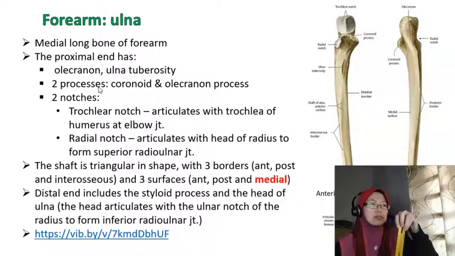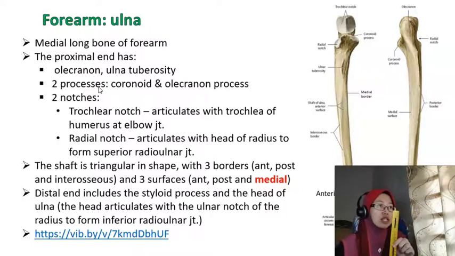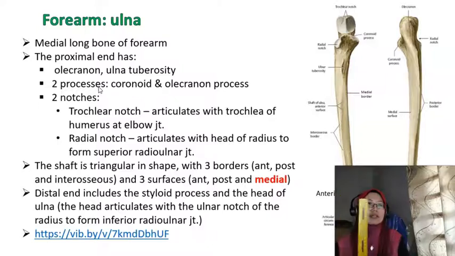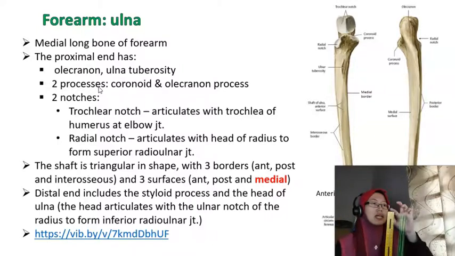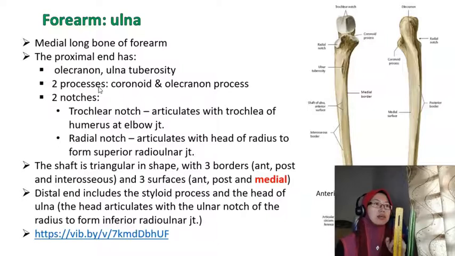After proximal part of ulna, we go to shaft. Shaft is also triangular in shape, similar to radius. It has three borders: anterior, posterior, and interosseous. For ulna, the interosseous border is the lateral part. And ulna also has three surfaces: anterior, posterior, and medial.